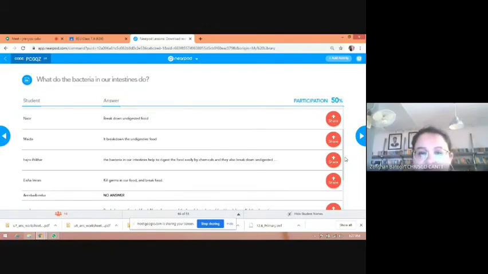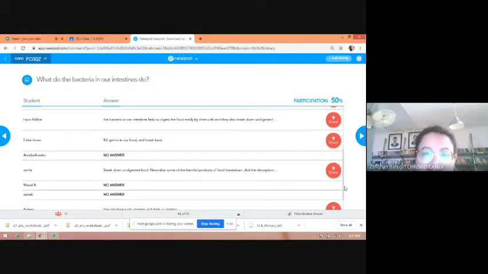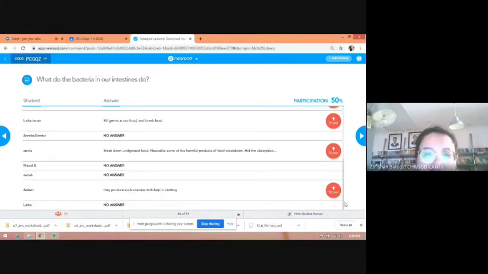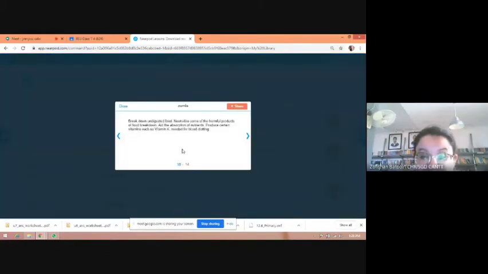Okay, the bacteria help digest food by chemicals. Okay, it kills the germs. No, bacteria themselves are germs. How can they kill the germs? They don't kill the germs. They just protect us from the attack of the germs. Zumla is saying break down undigested food, neutralize some of the harmful products. Yes, exactly. They neutralize some of the harmful products of food breakdown.